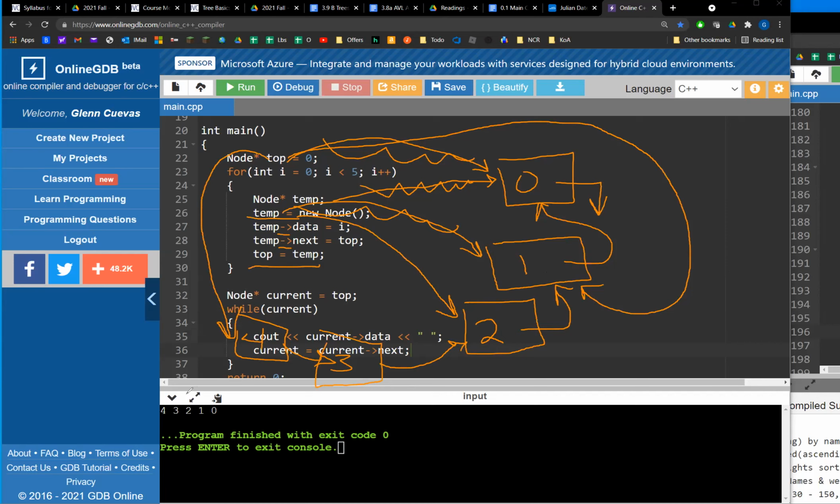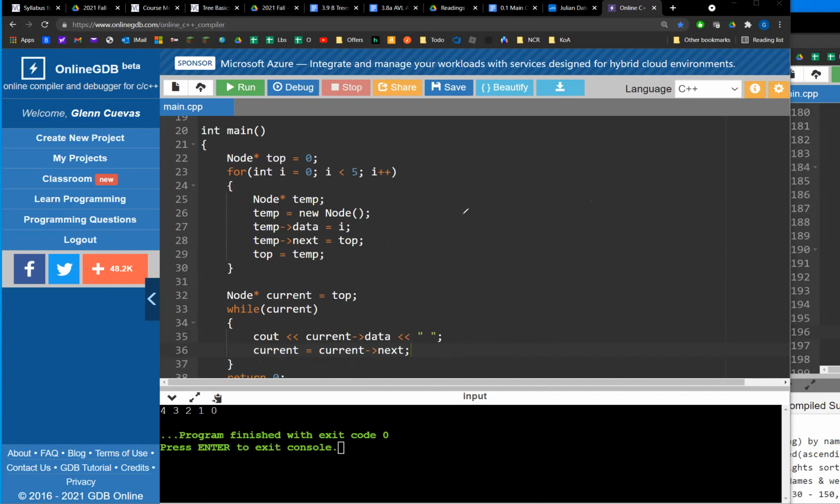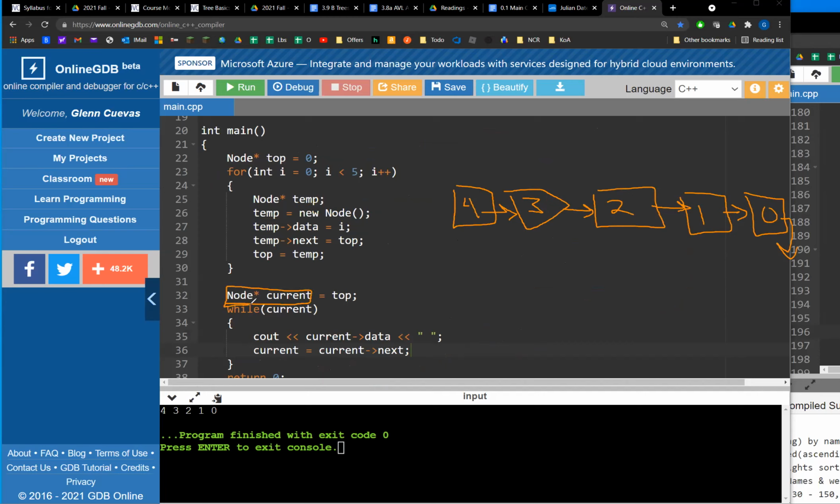So then we go ahead and loop. All right, we set current equals the top. So here's our list. 4 points to 3. That's a great looking box there. 3 points to 2. 2 points to 1. And 1 points to 0. 0 points nowhere. All right, so we create another temporary pointer called current. So this is its own little temporary pointer on the main stack frame. Read the value from top. Top is pointing to 4. So now current is also pointing to 4.